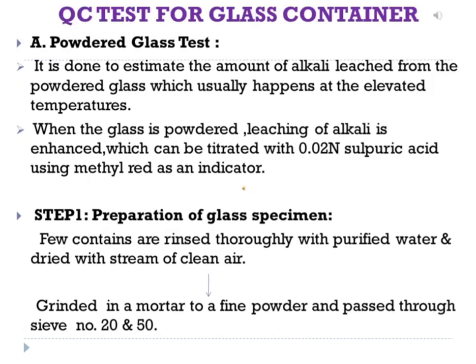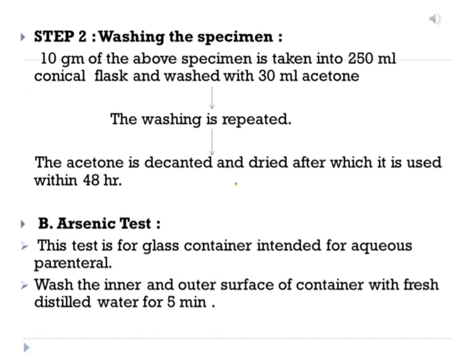Powdered glass test: this usually happens at elevated temperature when the glass is powdered or leached or alkali is enhanced, which can be titrated with 0.02 normal sulfuric acid using methyl red as an indicator. Step first, preparation of the glass specimen. A few containers are rinsed thoroughly with purified water and dried with a stream of clean air. Then grind in a mortar to fine powder and pass through sieve number 20 and 50.